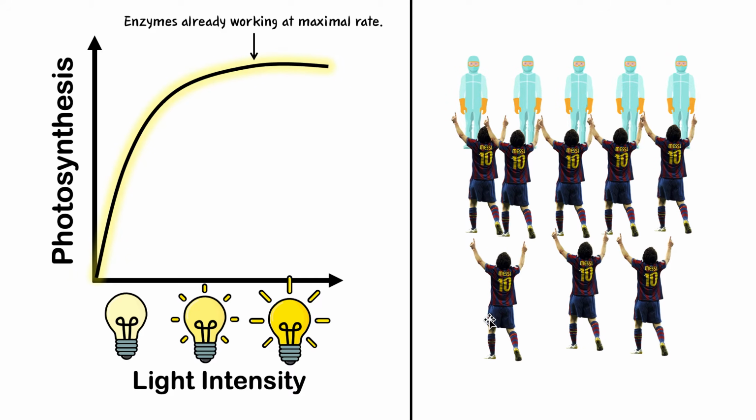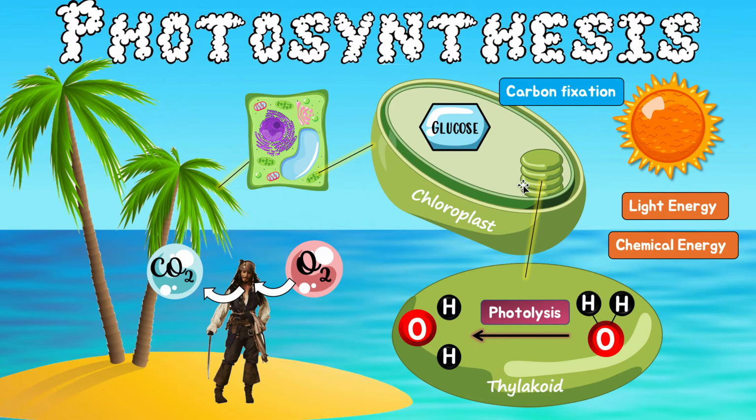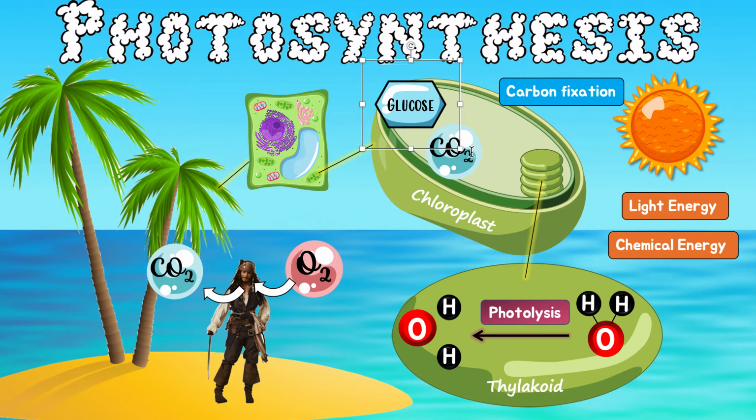I hope this analogy makes sense why it plateaus, because if you understand that, then you'll understand the next one as well. Carbon dioxide is another factor. We can see as we increase carbon dioxide concentration, photosynthesis will start increasing gradually and eventually plateau. Why is that? Let me bring this back. Carbon dioxide is needed here for carbon fixation. Remember, we need to combine carbon dioxide with the hydrogens from here to make glucose.